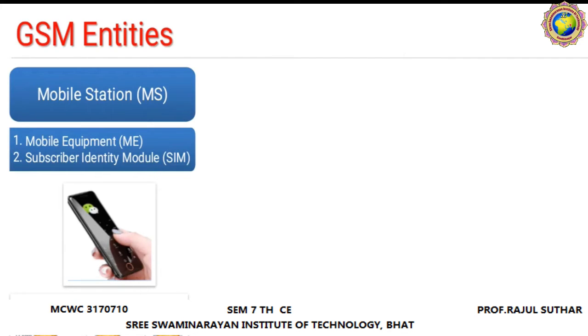The mobile station covers the mobile equipment, the handset, and the subscriber identity module, that is nothing but a SIM card. Various types of SIM cards are available, like the nano SIM used in the latest mobiles, as you can see in the figure. Previously we used the micro SIM and standard SIM card, the oldest phones use the standard SIM card. The size is reduced day by day.